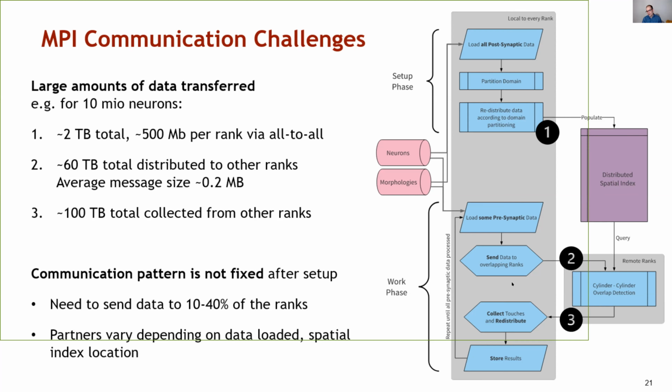Note that this is all asynchronous, with varying inputs. All the neurons have different sizes and different locations. That means the communication pattern changes. There's a varying number of ranks involved in every communication, and also varying amounts of data sent out to every rank.